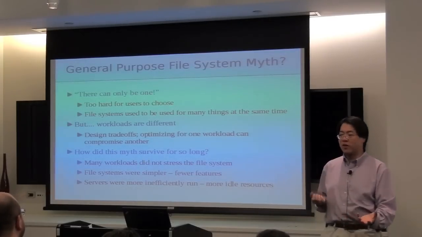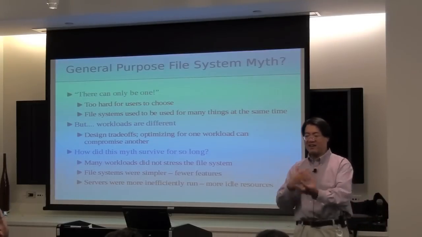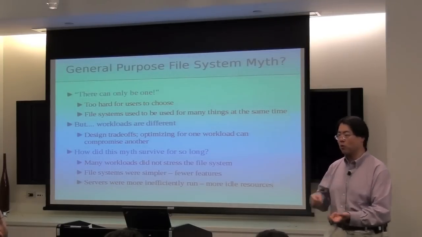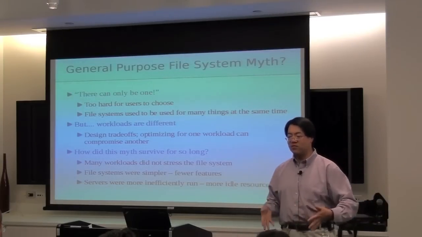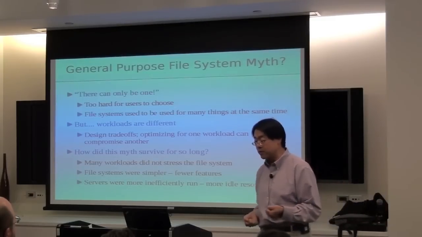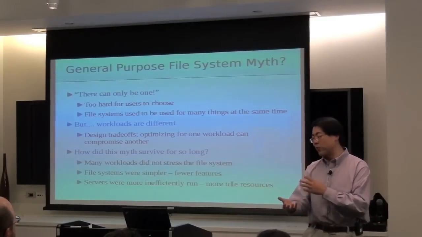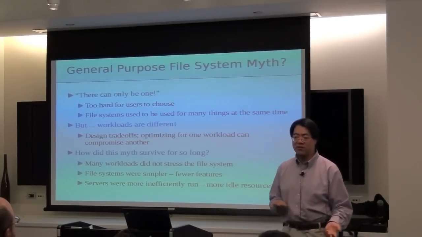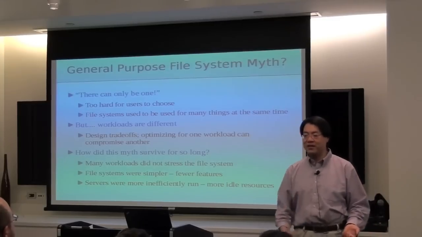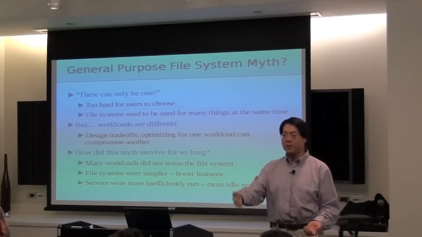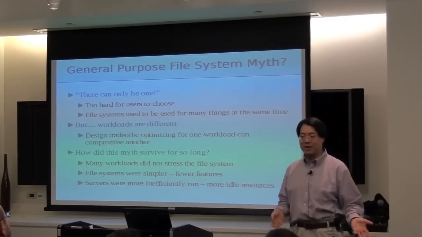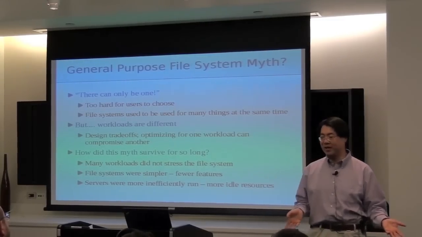And also, file systems were a lot simpler back then. We hadn't added a lot of the new features that people want, like extents, like punch hole. And so, with fewer features, it was a lot easier to make something completely general purpose. And along with the fact that with many workloads the file system wasn't the stress, way back when, servers were really inefficiently run, right? I mean, there have been lots of studies going back 10 years showing your average machine was loaded to maybe 10 or 20% if you were lucky.